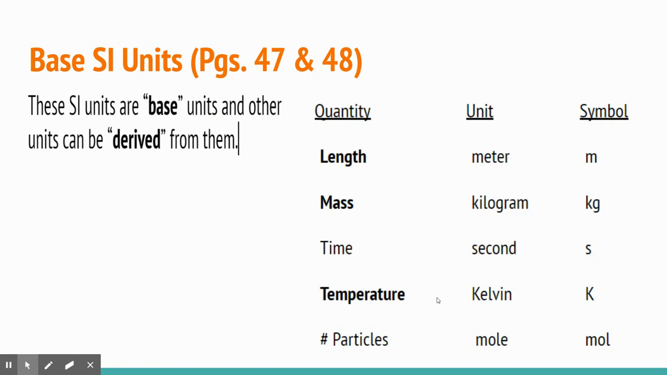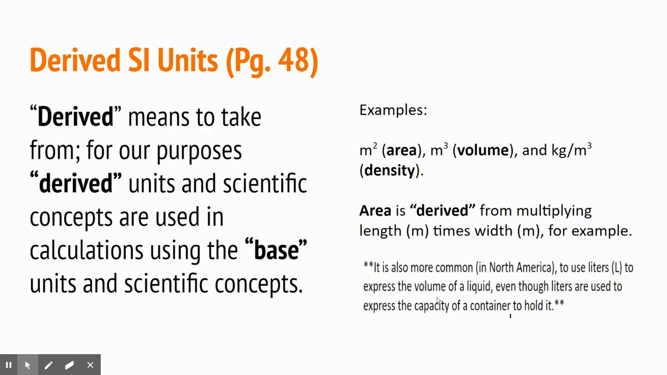The base units are units that are measured. So length, mass, time, temperature, and number of particles are the base units. These are all quantities that can be measured. The other units can be derived from them, like you saw in extensive and intensive properties, where my extensive properties are based on measurements, and then my intensive properties are ratios of those properties. It's the same thing here. My base units are based on measurement, and then there are other units that can be derived from those units.